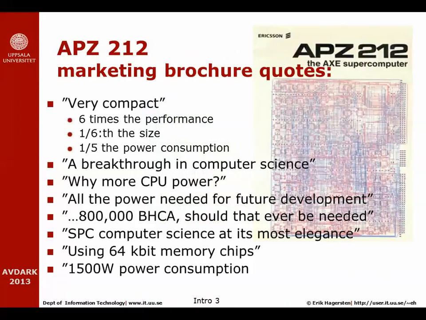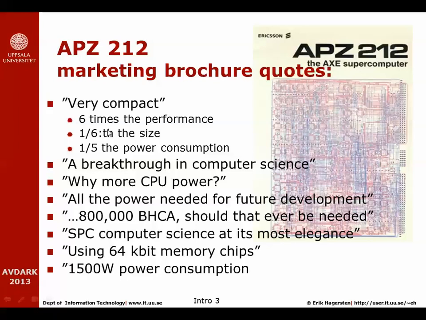I actually picked some quotes from the marketing brochure that was printed 30 years ago. First of all, this CPU was 6 times faster than its predecessor, and it was also 1/6 of the size. So the floor space efficiency here went up by a factor of 36 just in one single generation. Also, it consumed about 1/5 the power of the previous CPU. So you can imagine this was a major leap.